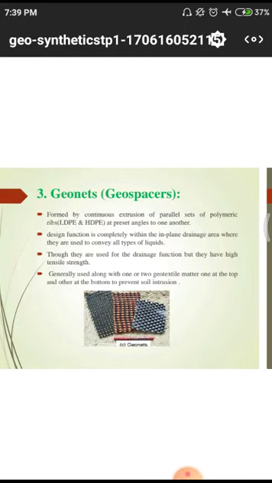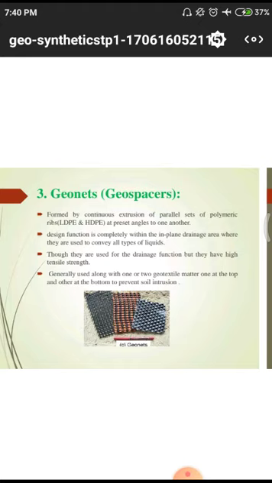And the third one is the geonets. Geonet means geo means earth, and net means to protect the earth. We are using these kind of nets. These are formed by continuous extrusion of parallel sets of polymeric ribs.